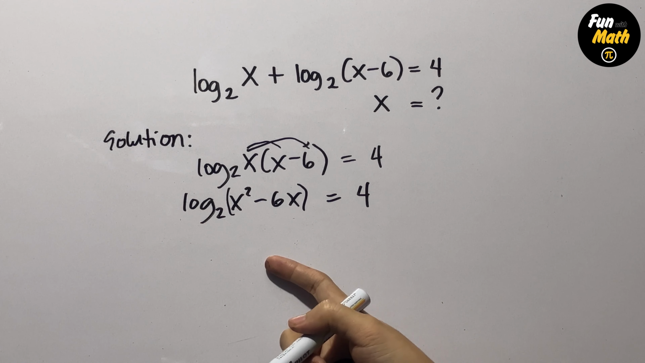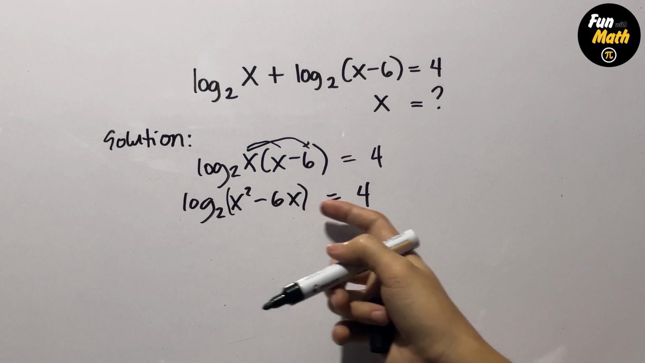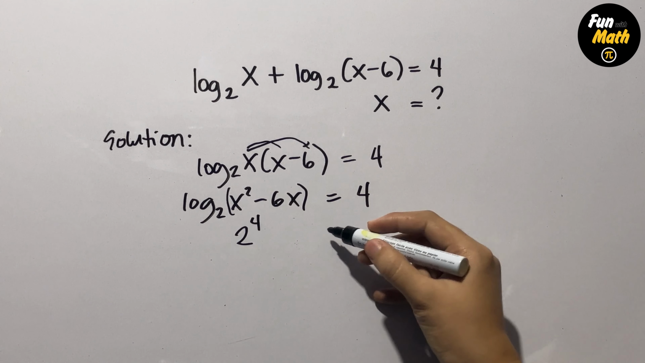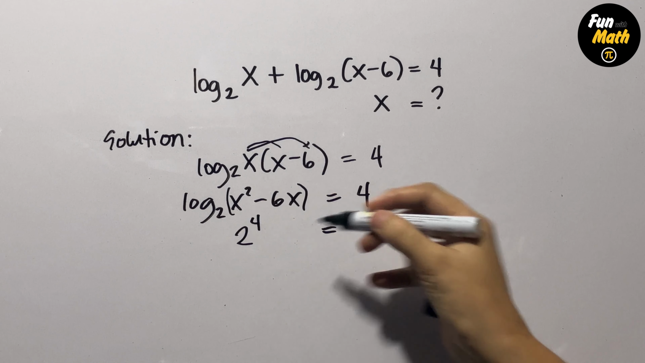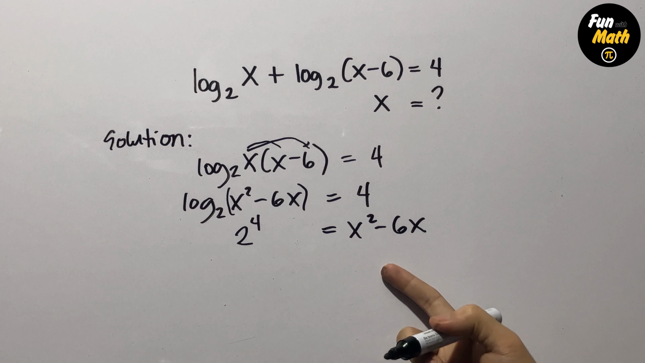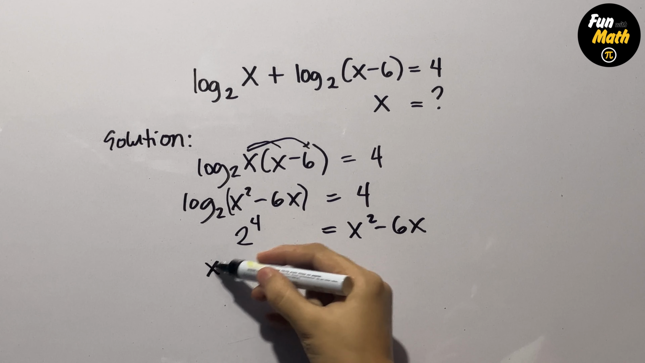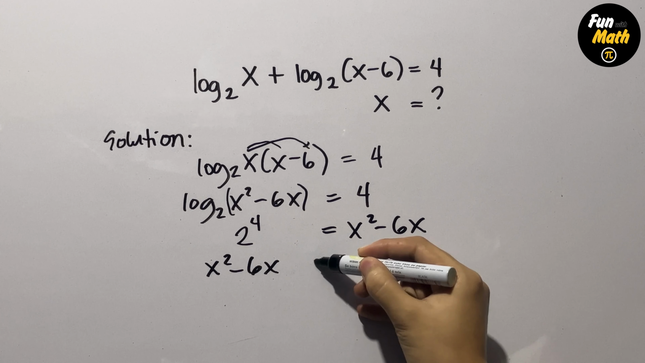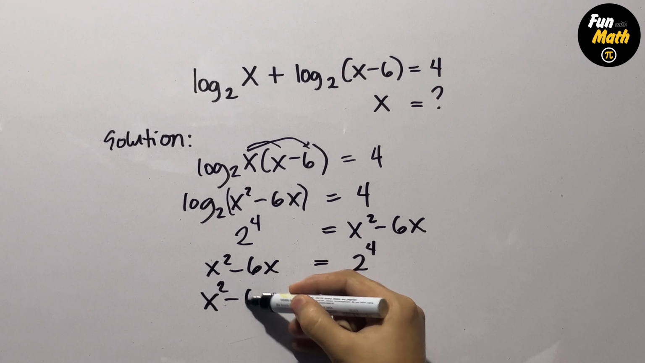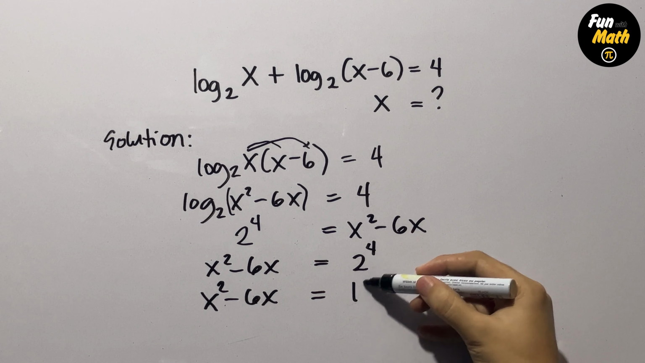Now we are going to express it into exponential. So for log base 2 is equal to 4, we can write it as 2 to the power of 4, then equals the other side, x squared minus 6x. Now let's apply the commutative property. So we can write it as x squared minus 6x is equal to 2 to the power of 4, which is equal to 16.